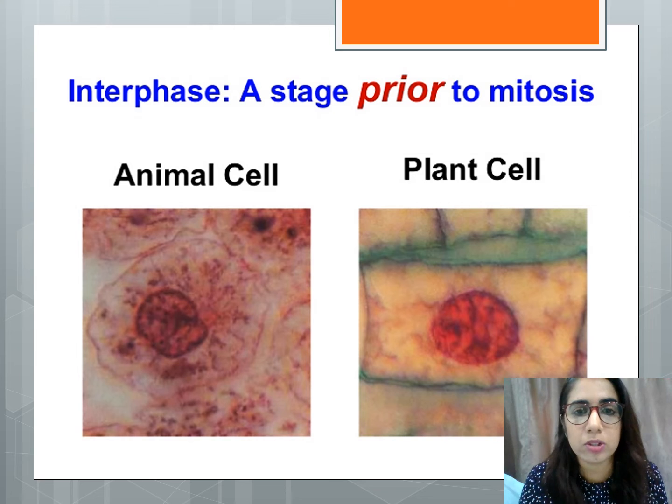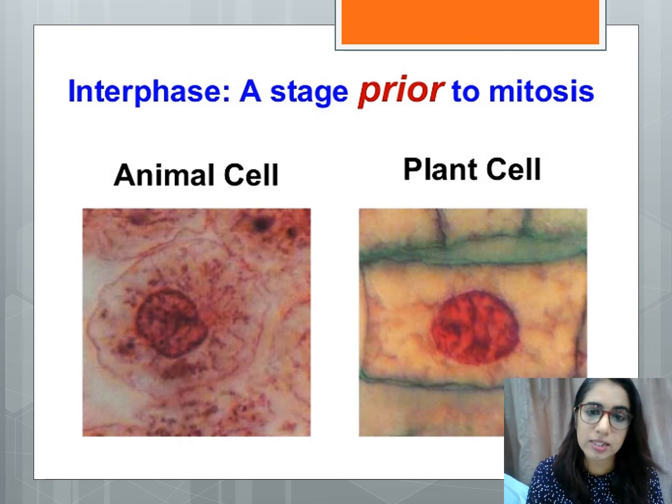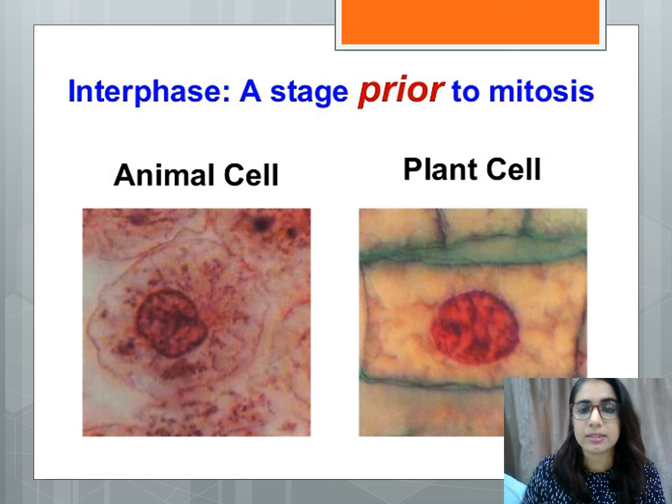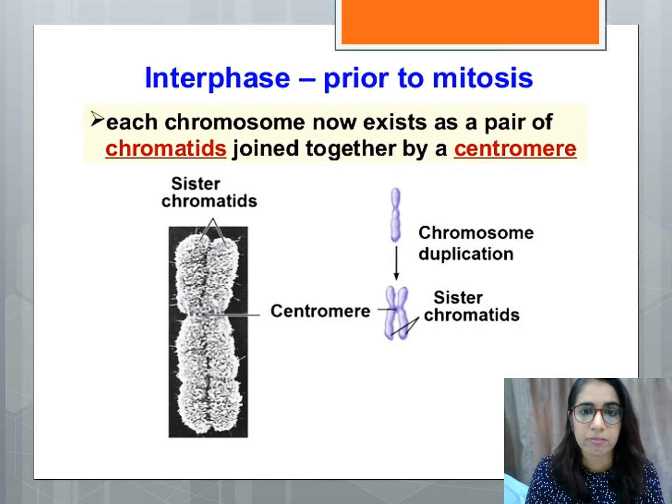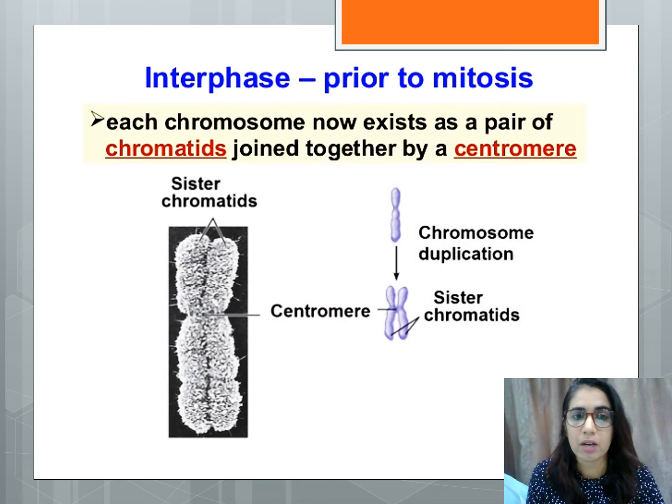Next we'll go on to interphase, a stage prior to mitosis. That means before mitosis, interphase happens. The G1, the G2, and the S phase, both in animal and plant cells. So here, prior to mitosis, how does the cell prepare before it carries out mitosis? That means each chromosome will now exist as a pair of chromatids, joined together by a centromere.